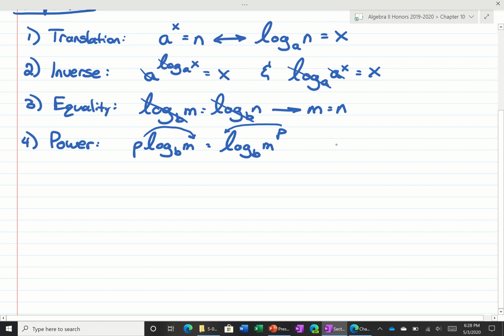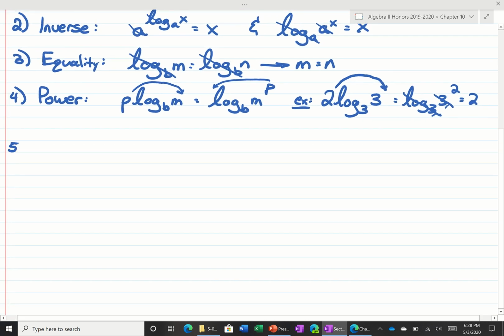So for example, if I asked you what's the log base 2 of log base 3 of 3 to the third, say something like that. What you could do is you could bring this 2 up. And you could say that this is the same thing as log base 3 of 3 to the second. And you could see that these are the same using the inverse property. The answer here would just be 2. That's just an example.